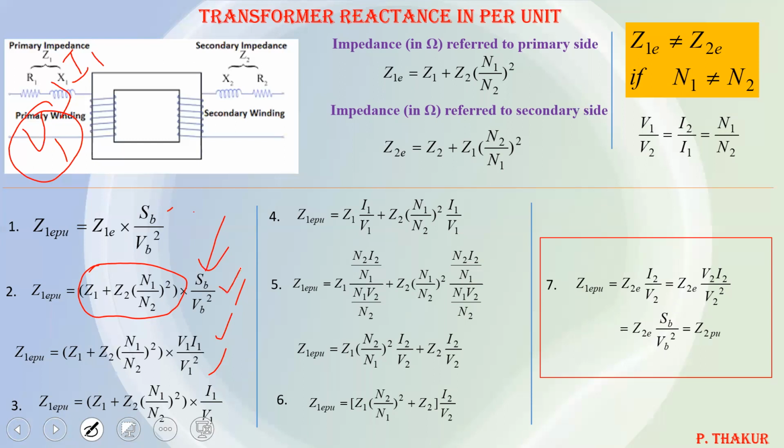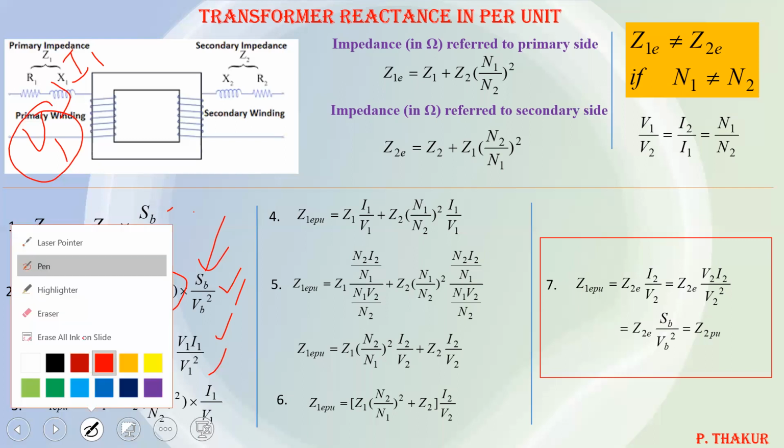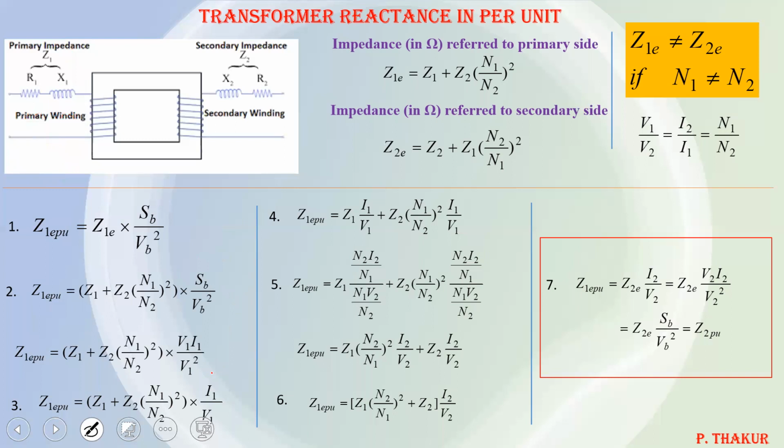So in place of SB, you can write V1 I1, and in place of VB, you can write V1. Now V1 and V1 will cancel each other. So the term will be this. Now you can multiply I1 by V1 in both the terms. So you will get Z1 into I1 by V1 and Z2 into N1 by N2 whole square into I1 by V1.